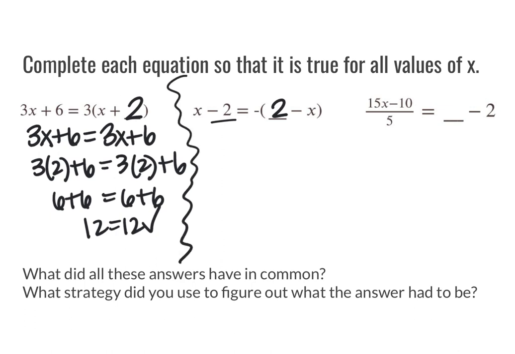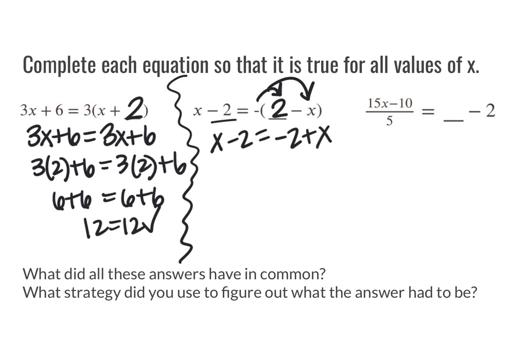I'm going to draw a little line here so we can separate our work. So now watch this. I'm going to distribute this negative, okay? So although we only see the negative sign, that is the equivalent of a negative 1. So negative 1 times 2, negative 2. Negative 1 times negative x, positive x. So on the left, I have x minus 2, and on the right, I have negative 2 plus x.